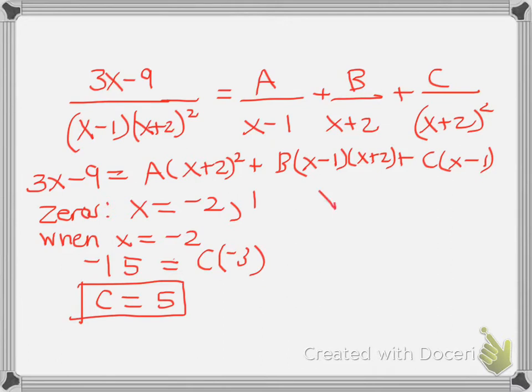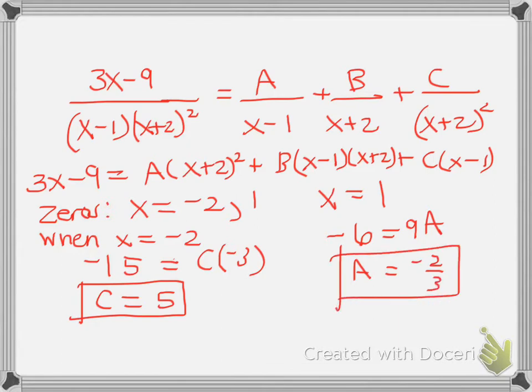And then when x is 1, we're going to have -6 equaling 9A, and so that means A is -2/3. I skipped some steps there, so I want you to stop the video and check, and then I'll be back in the next video to finish the problem.